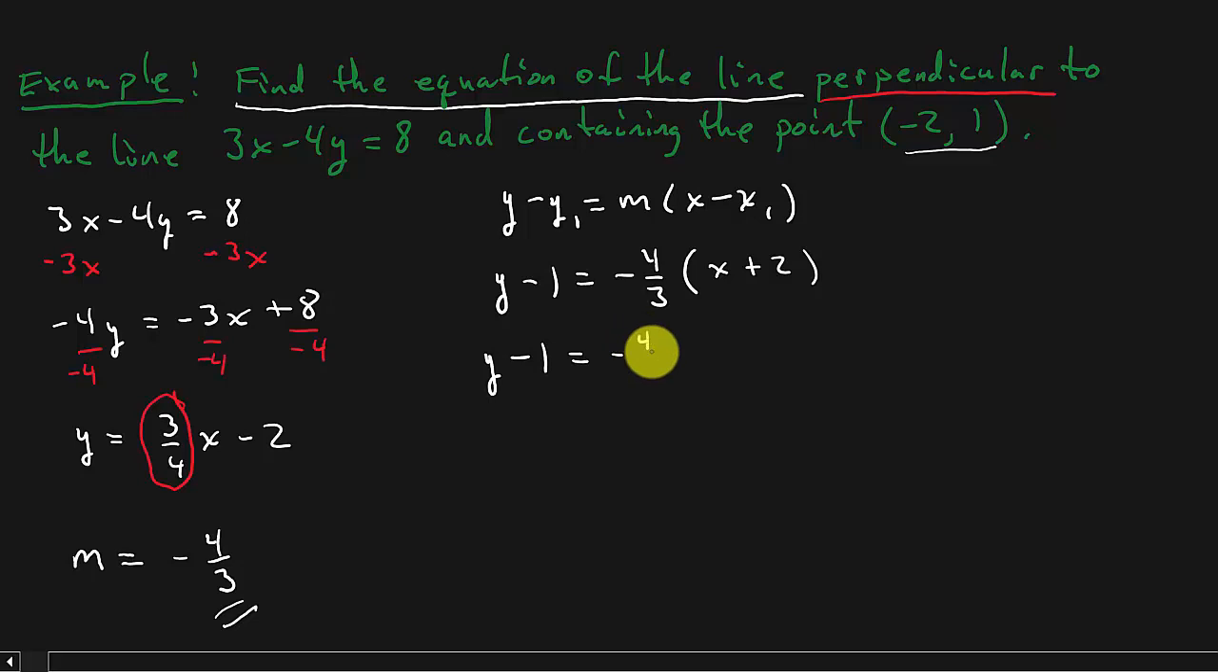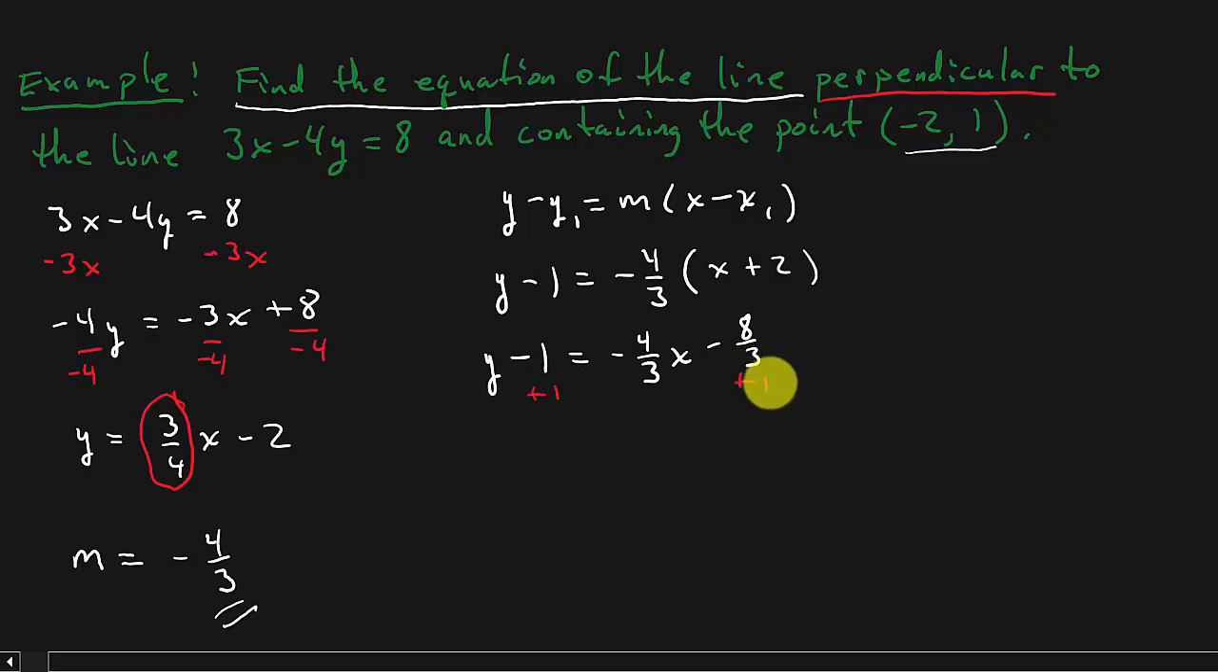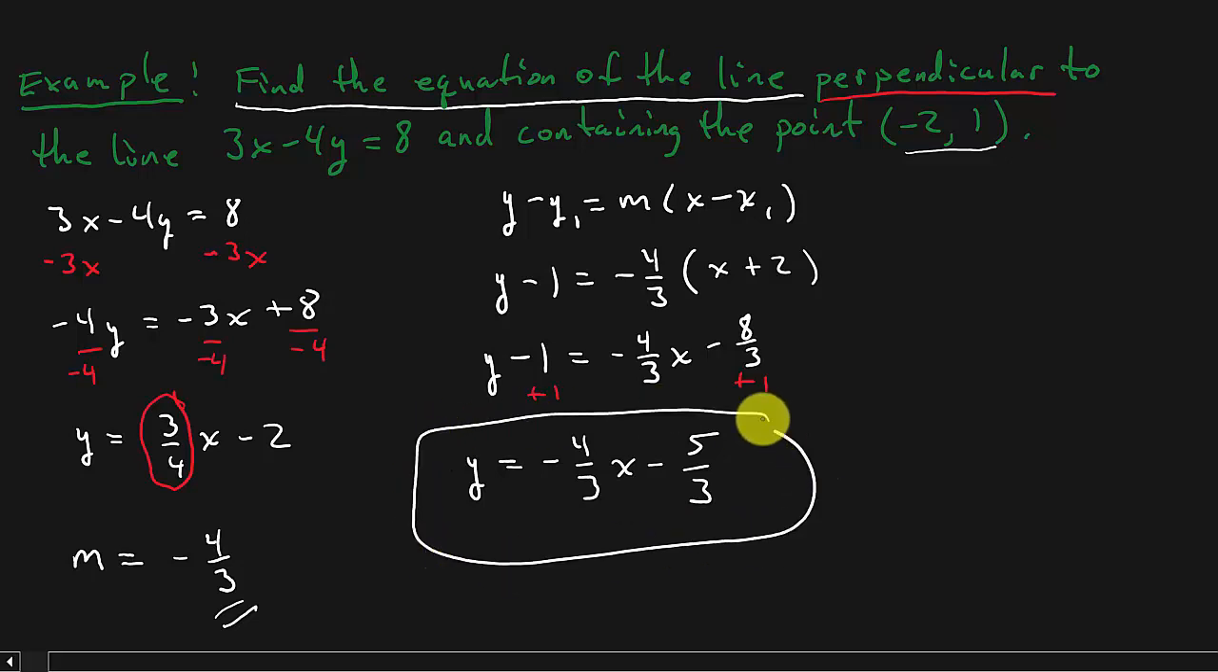So y minus 1 is negative 4/3 x minus 8/3. And then I'm going to add 1 to both sides. So I get y equals negative 4/3 x minus, and I believe that's 5/3. Yep. And so there's your equation. Okay.